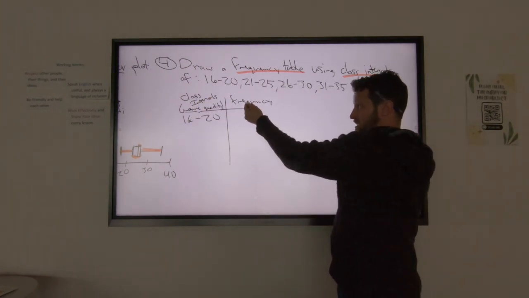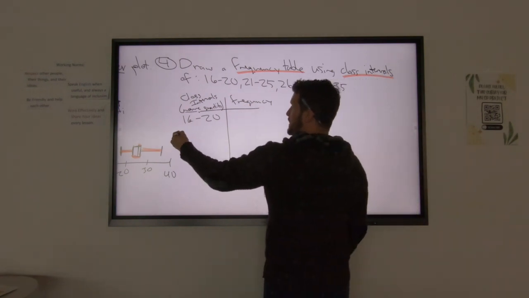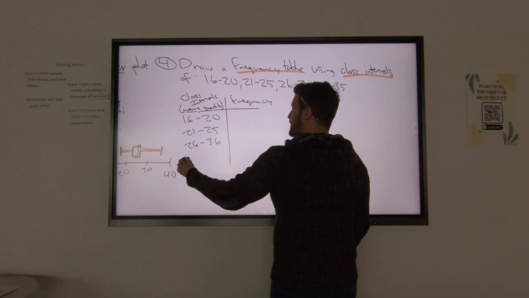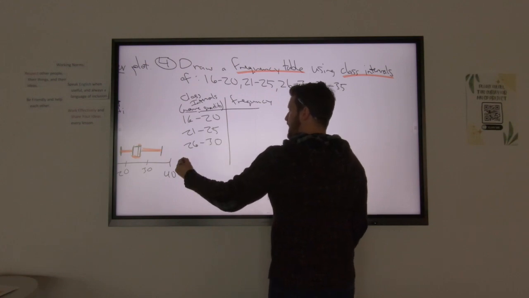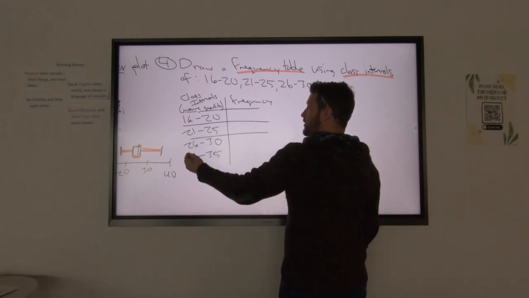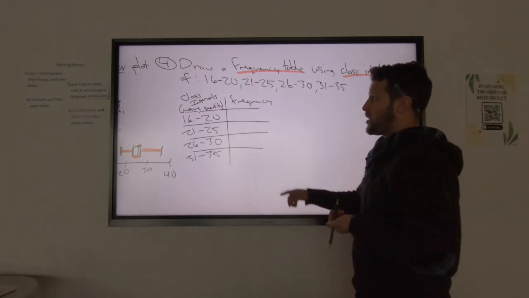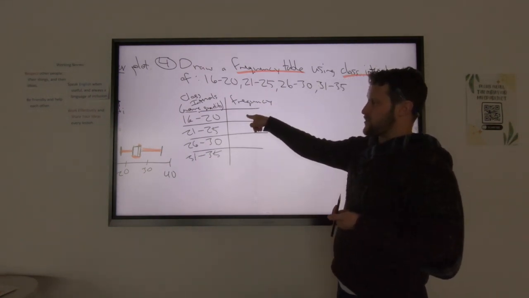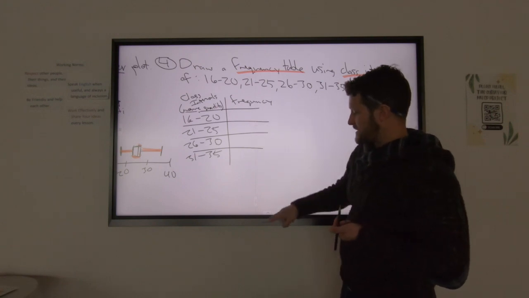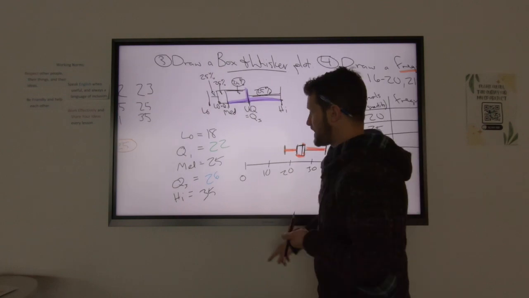Frequency is frequency. So we have 16 to 20, 21 to 25, 26 to 30, and 31 through 35. And then I just want to know what's the frequency within each. So how many data points are from 16 to 20? How many data points from 21 to 25? How many data points 26 to 30? And so on. Let's go back and look at our data.